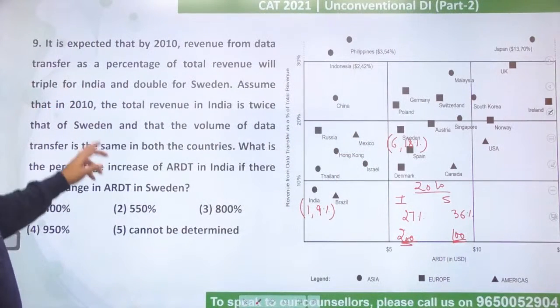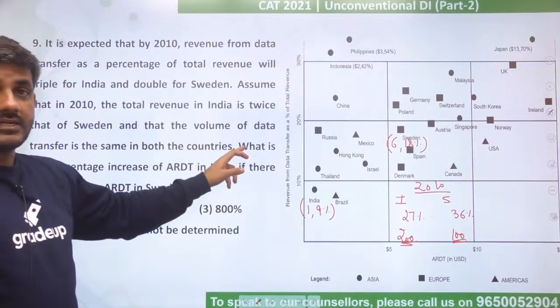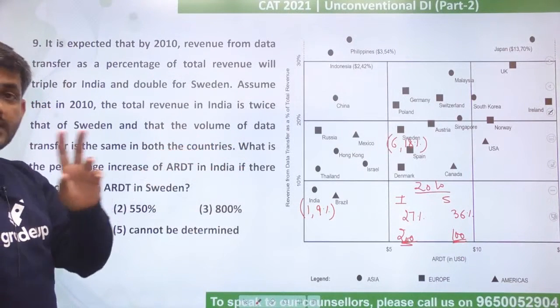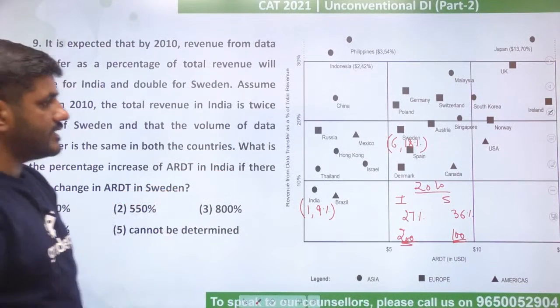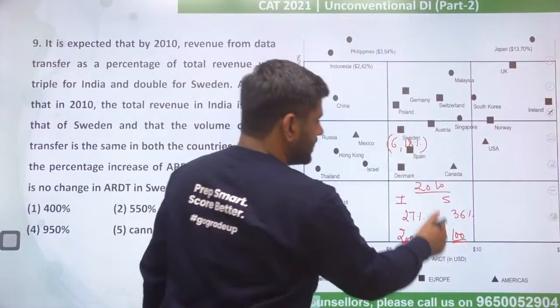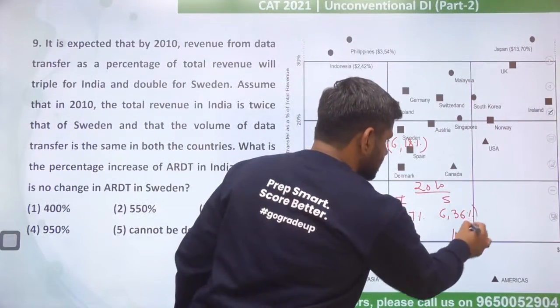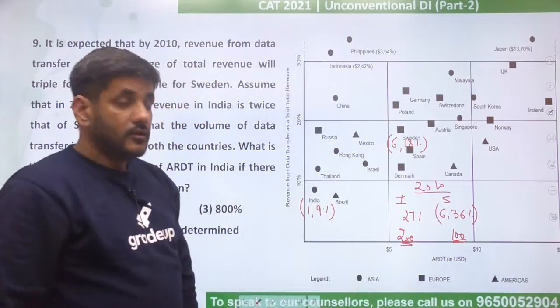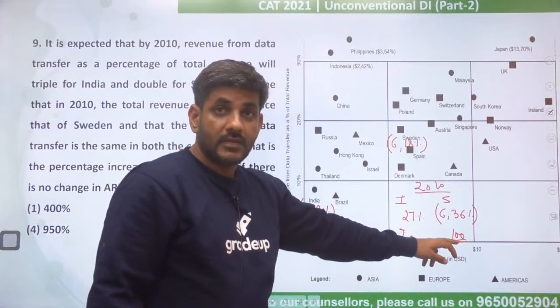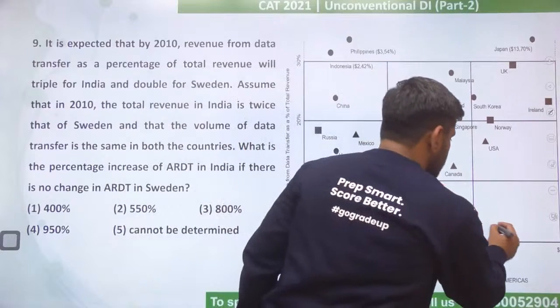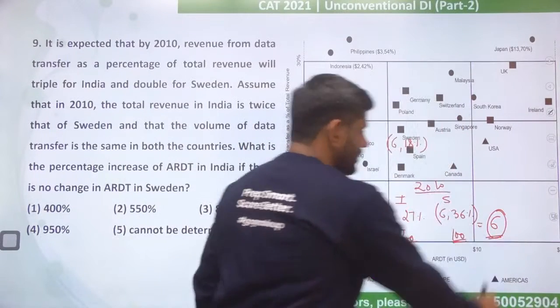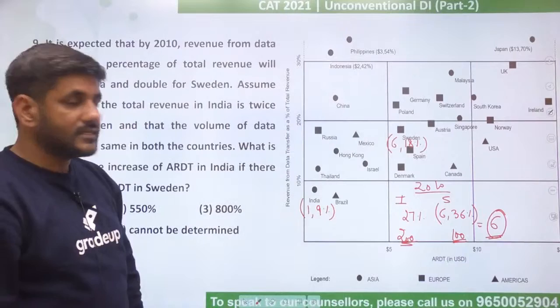Okay? And that the volume of data transfer is same in both the countries. Volume of data transfer दोनों का same रहा है. What is the percentage increase in ARDT in India if there is no change in ARDT in Sweden? ARDT of Sweden is 6. He says it is still 6, right? So if it is 100, we have calculated this. 100 ka 36%, 36 divided by 6. So the volume of data is 6. The number of units, it is 6.